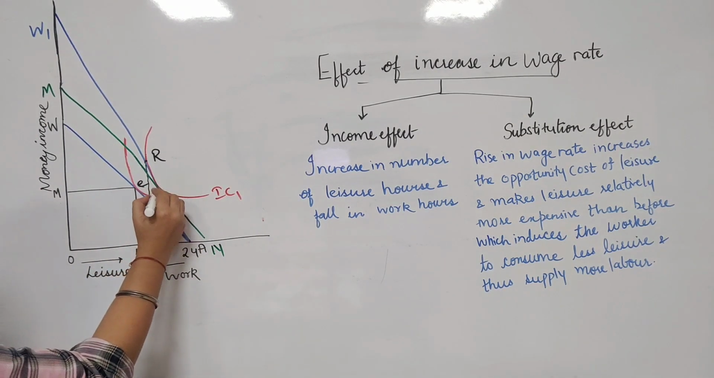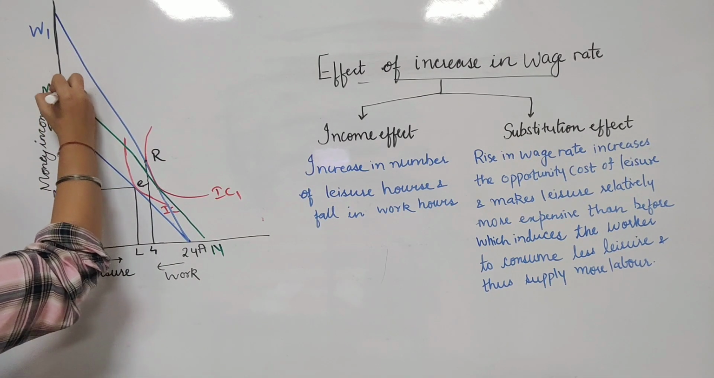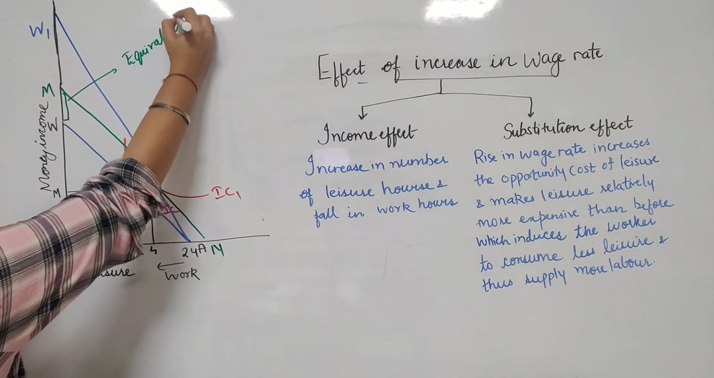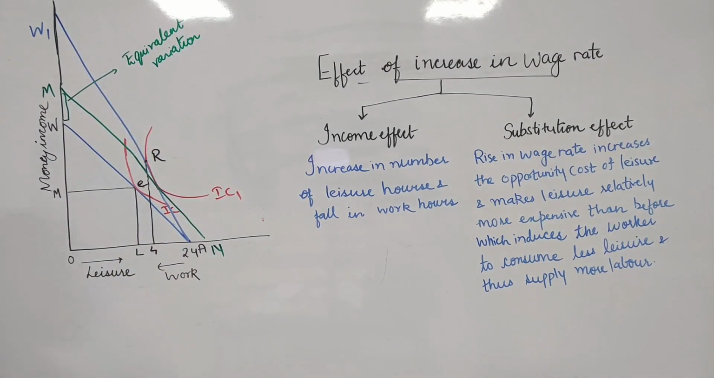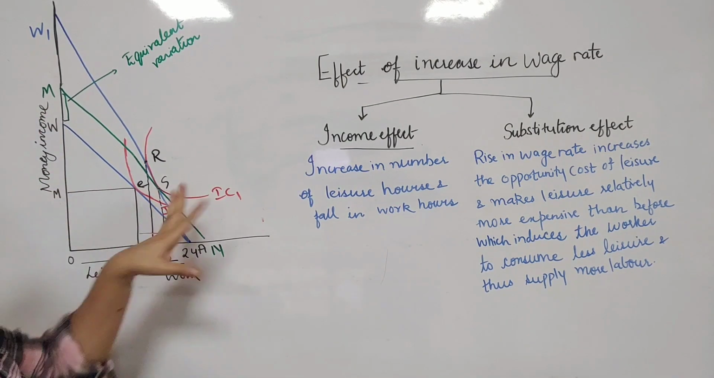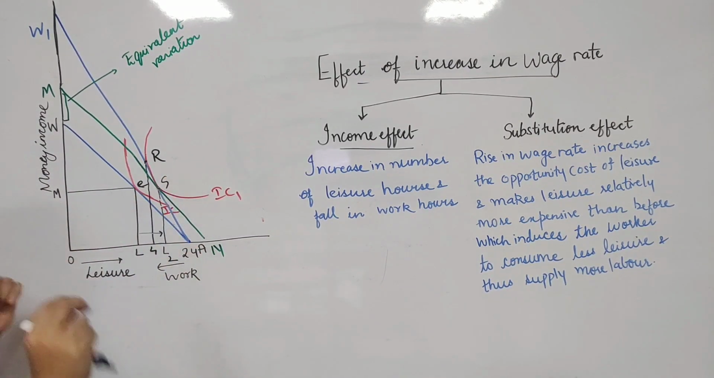Now as we can see, there is no change in wage rate, but an additional income is given to ensure that without changing the wage rate, he moves to a higher indifference curve. This portion here represents the equivalent variation in income. On this hypothetical wage line MN, the individual is in equilibrium at point S, and this movement from point E to S shows the income effect of the increase in wage rate.